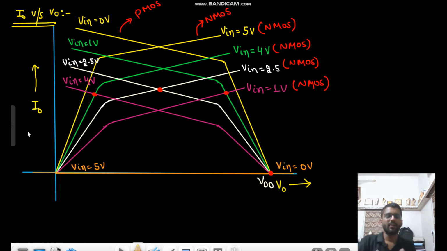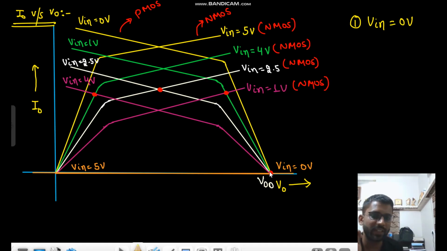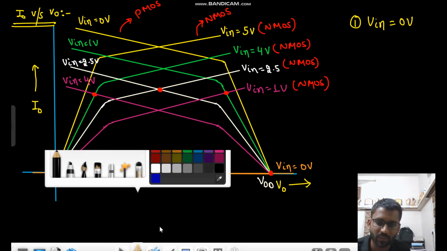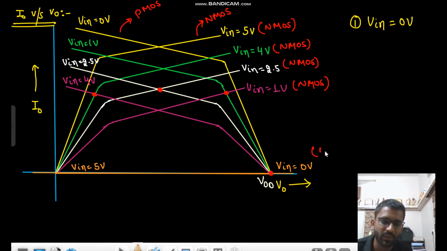Now we can see something here. First thing we are seeing is when V is equals to 0 volt. In case of PMOS, what is the curve for V equals to 0 volt? This is the curve, right? And in case of NMOS, whenever V is equals to 0, this is the curve. So in case of NMOS, whenever V is equals to 0, that means the current is 0. And in case of PMOS, what is the curve for V equals to 0? This is the curve for V equals to 0.